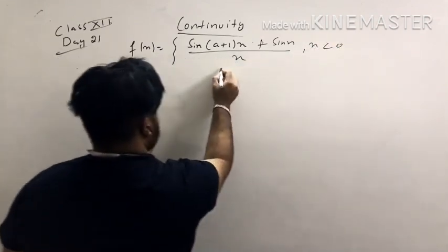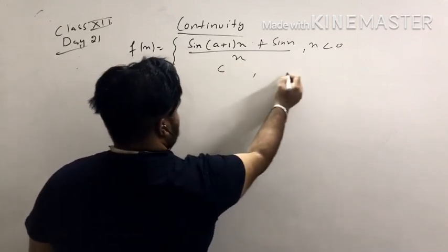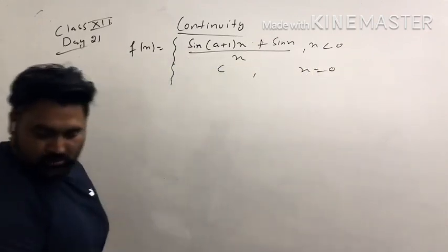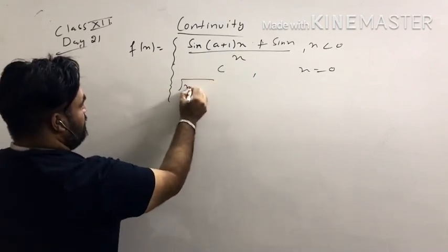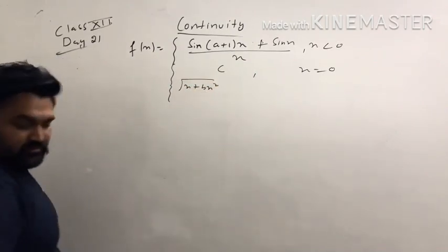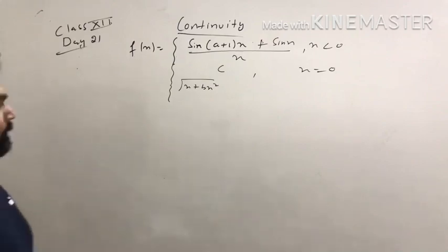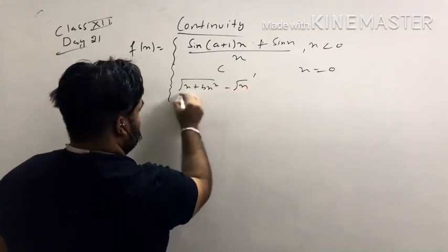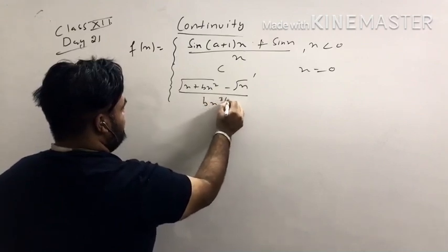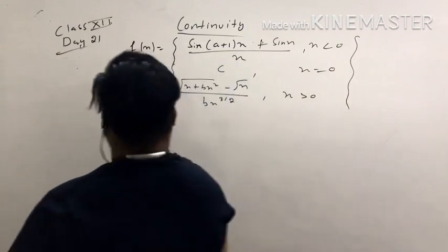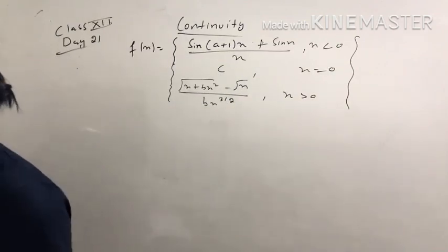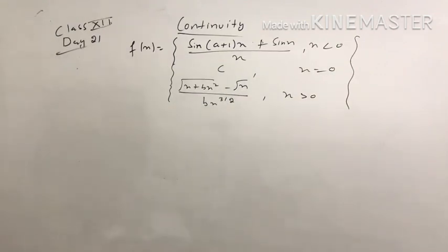less than 0, then c, for x equals to 0, then (x plus b x square, root x minus root x) upon b x to the power 3 by 2, for x greater than 0. So this is a question. We have to find the value of a, b and c.